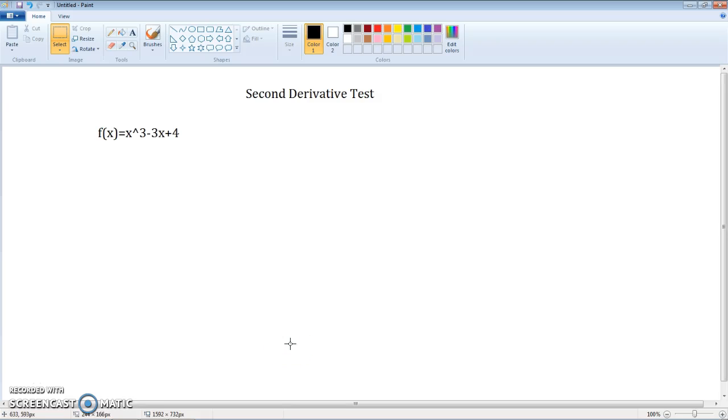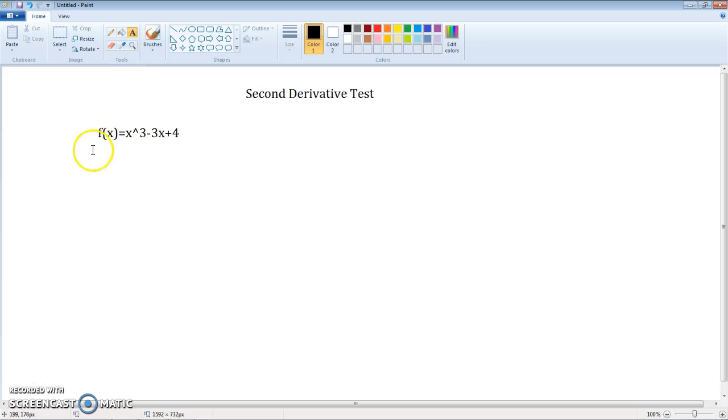Right now I'm going to be showing how to use the second derivative test. Like the first derivative test, this is used to find relative maxes and mins within a function. So the first step is actually to take the first derivative of your function that you're given.